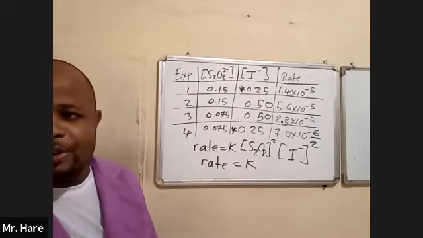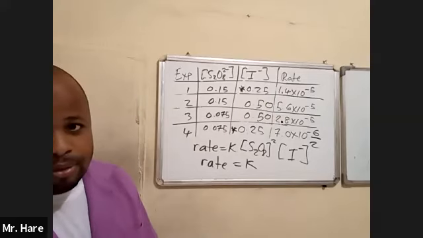Sir, would it possibly be because a number raised to zero is 1? A number raised to 0 is 1. So it would just be 1 times k. That's basically correct.